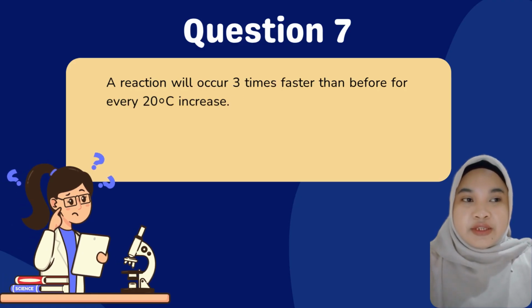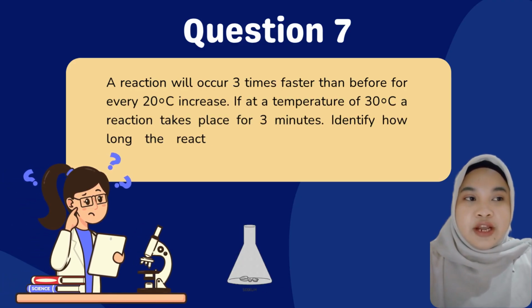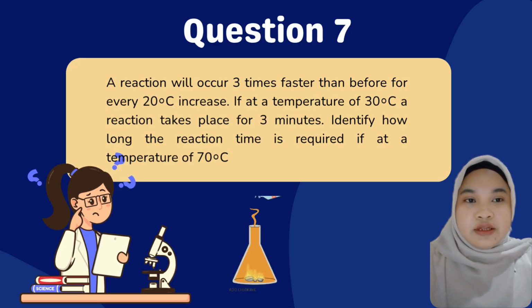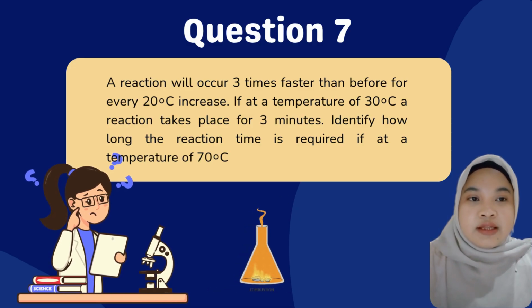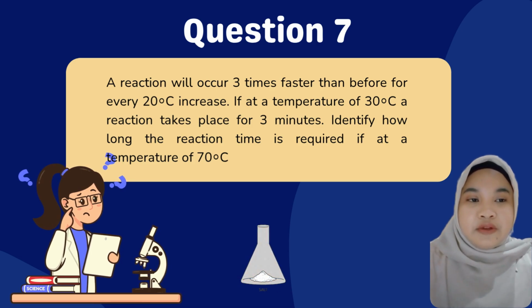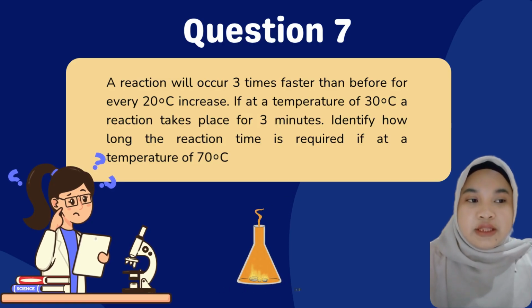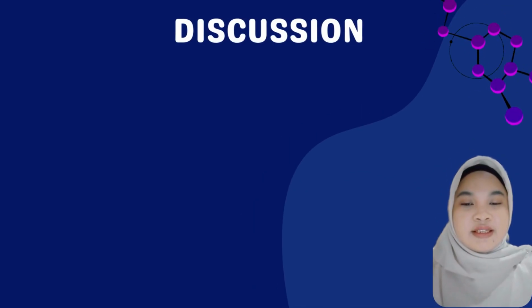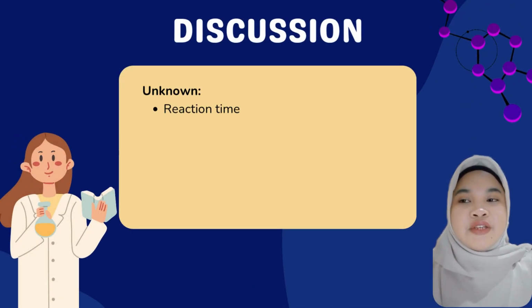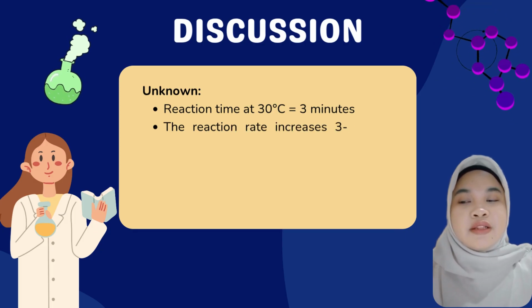A reaction will occur 3 times faster than before for every 20 degrees Celsius. If at a temperature of 50 degrees Celsius a reaction takes place for 3 minutes, identify how long the reaction time is required if at a temperature of 70 degrees Celsius. Discussion. And now, reaction time at 30 degrees Celsius equal to 3 minutes.